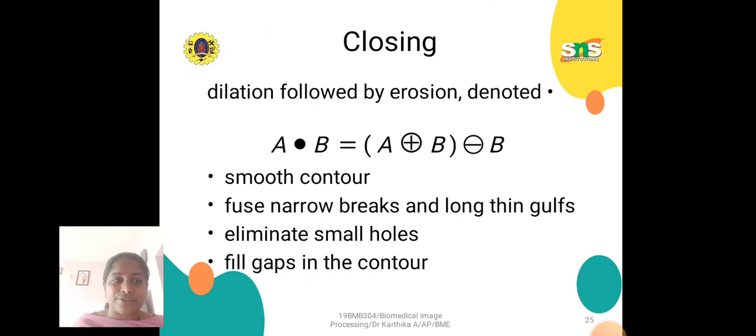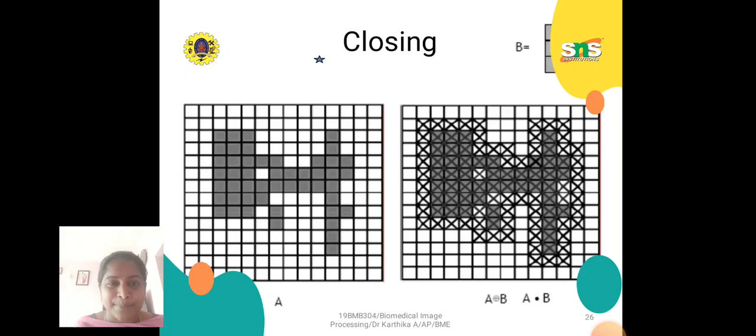Dilation followed by erosion is denoted by this dark dot, and it is called closing. It smooths the contour, fuses narrow breaks and long thin gulfs. It eliminates small holes and it fills gaps in the contour. Closing and opening. See the example for closing, which is entirely different from opening.